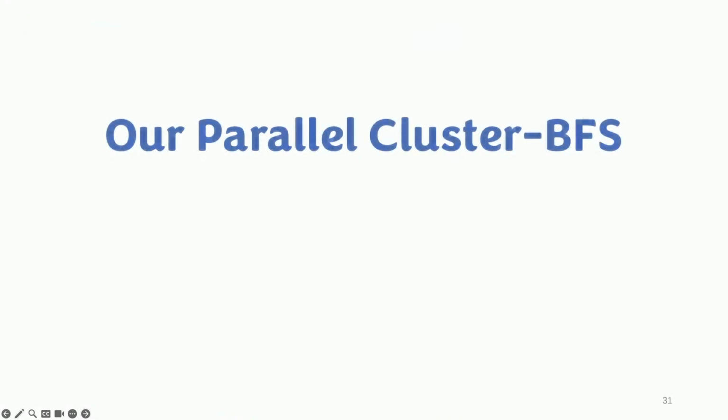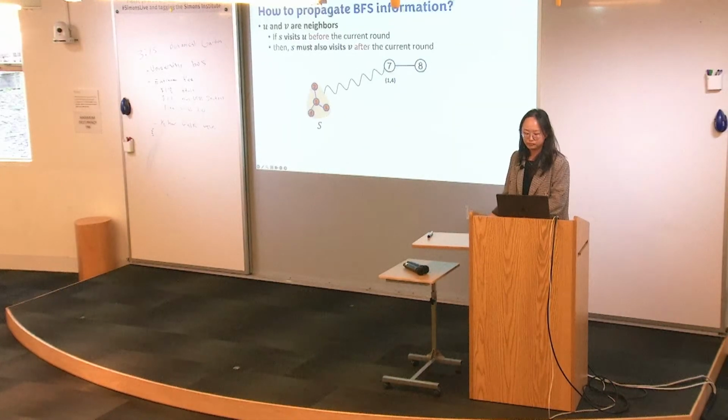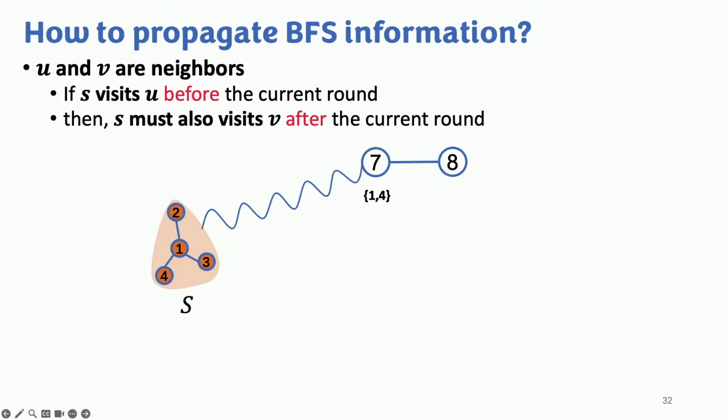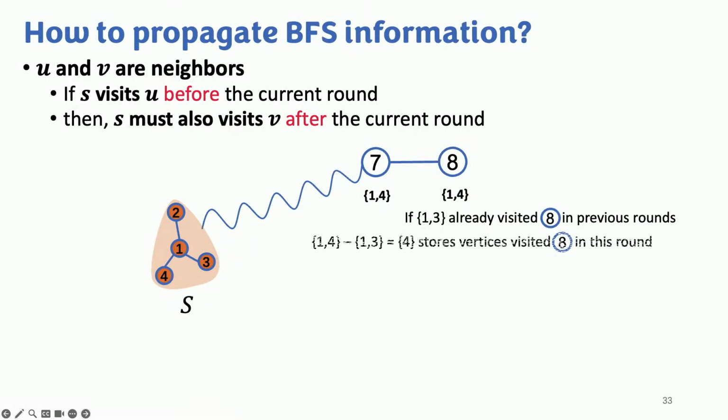Okay, the cluster distance representation was also studied in previous work, and next I will present our algorithm to show how we combine bitwise parallelism with thread-level parallelism. Let's continue to see how 7 propagates the BFS information to its neighbors. Imagine the sources 1 and 4 have already visited 7 before the current round. Because 7 and 8 are neighbors, 1 and 4 can visit 8 after the current round. Notice that some other sources, such as 1 and 3, may have already visited 8 in previous rounds. So by excluding such sources, we get the sources that visit 8 for the first time in this round.